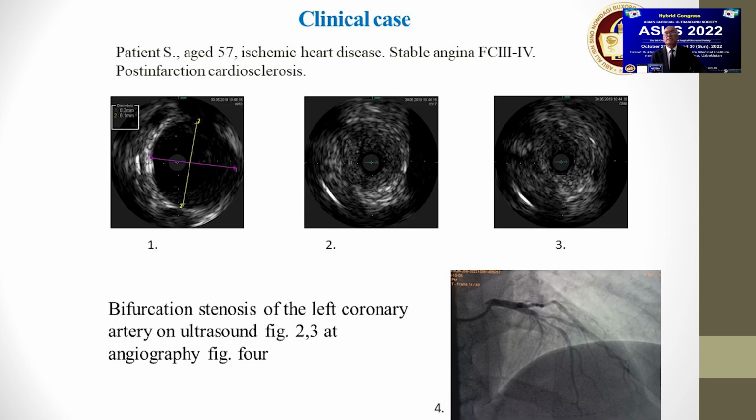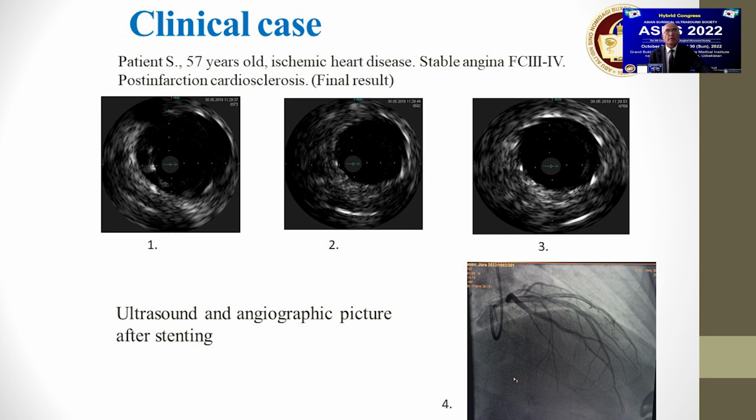In this clinical case, we can see the patient aged 58 with ischemic heart disease, stable angina, functional class 3 and 4, post-infarction cardiosclerosis. Bifurcation stenosis of the left coronary artery on ultrasound, figures 2 and 3. At angiography, figure 4. After surgery, we can see the results of the procedure. Ultrasound and angiographic picture after stenting.